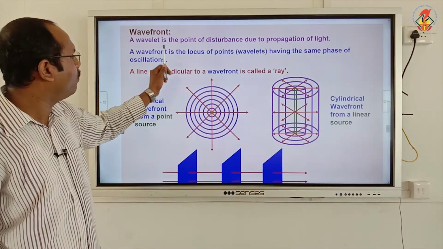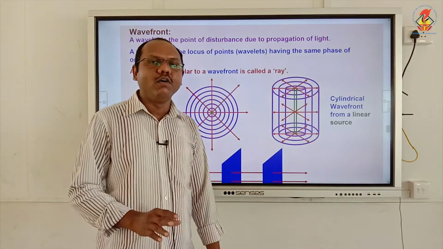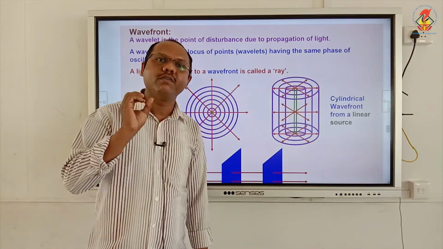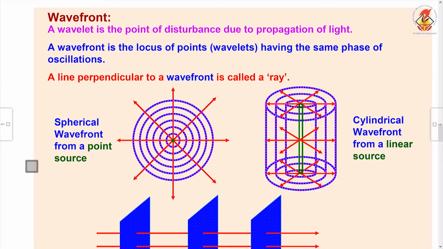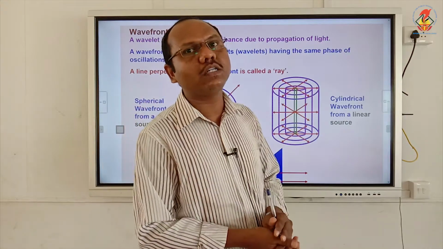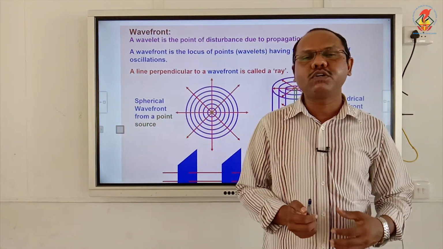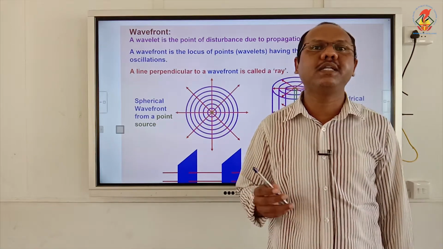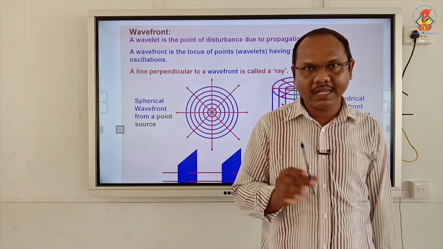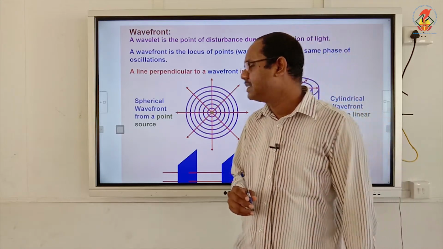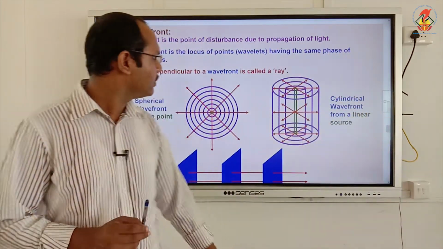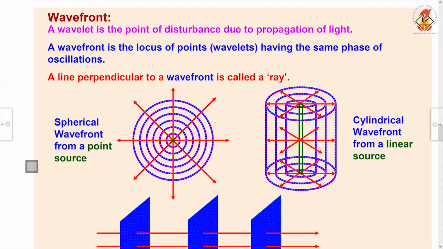Now let us come to wave front. What is called a wave front? A wave front is the locus of points having the same phase of oscillation. So what does that actually mean? Let us see. Imagine there is a point source. Here I have marked a point source in green color.